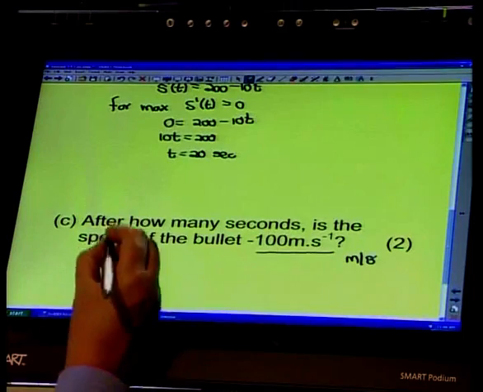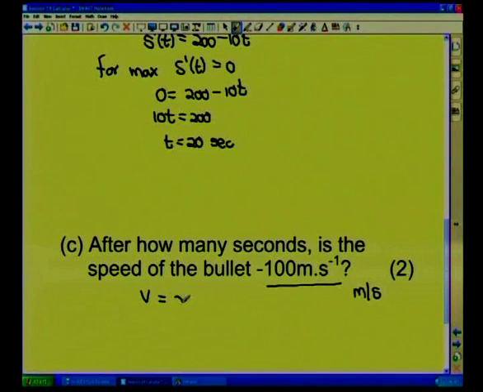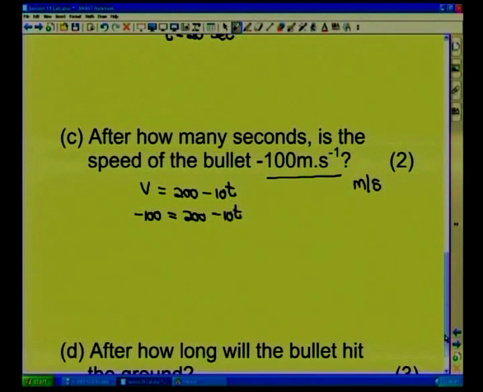All you're going to do is say, I know my velocity equation was 200 minus 10t, and I want it to equal minus 100. So I want to find out when that time would happen. So 10t is equal to 200 plus 100. So 10t is 300, which means t is equal to 30. So at 30 seconds, we will reach the speed of minus 100 meters per second.